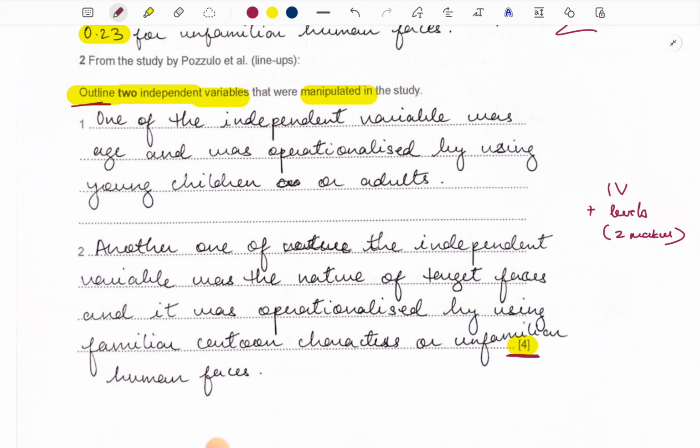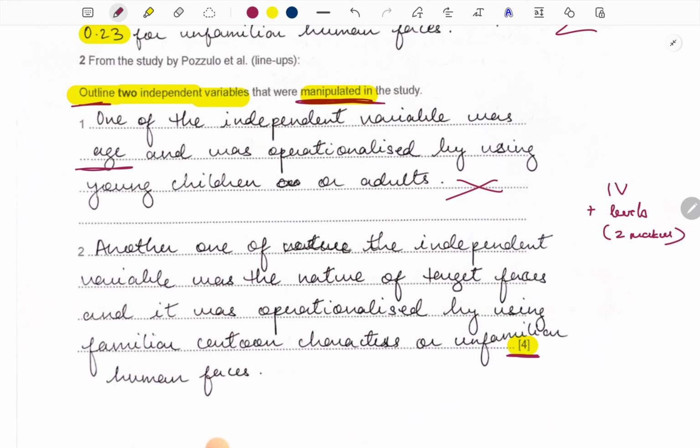Unfortunately, a mistake she's made. In fact, this mistake has been made by several students on this type of question. They've asked for independent variables that were manipulated. She has mentioned one independent variable that was only measured, not manipulated, which is age. This gets marked as incorrect.